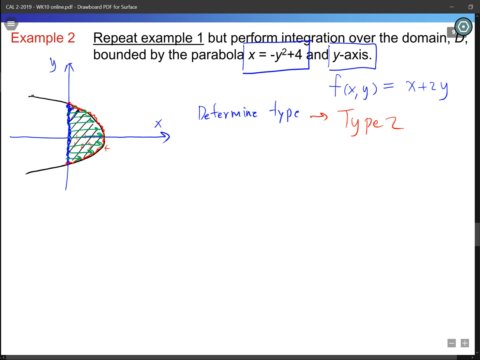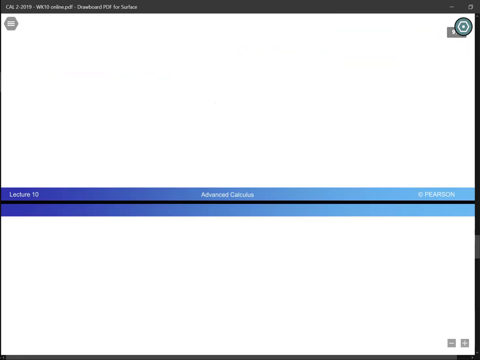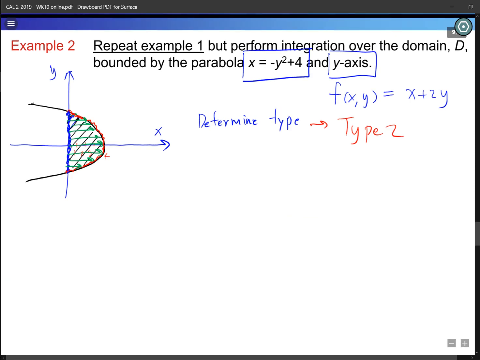Alright, all the way through. So let's construct the integration. Alright, integration, we need to integrate the x variable first, type 2. So we have the same thing, x plus 2y, but we need to integrate with respect to x first.